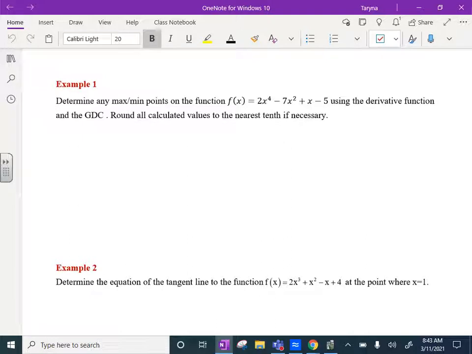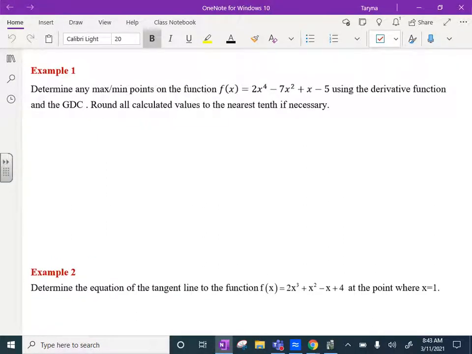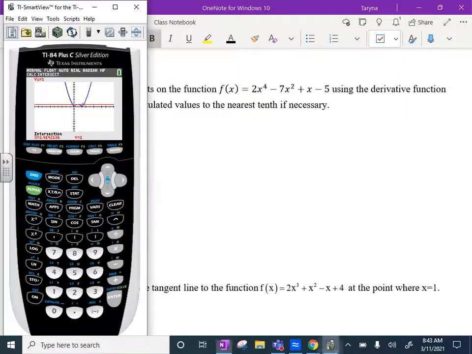And the reason why I said using the derivative function is because could we, on our graphing calculator, get the max and mins without touching the derivative? Yes, obviously, right? We just calculate max min on the original function and we'd be done. So we're just going to change it up a little bit and use the derivative function to get our max min points, okay? So let's grab our calculator.